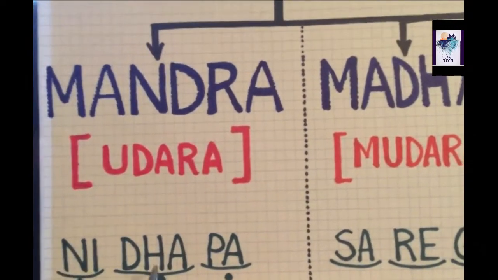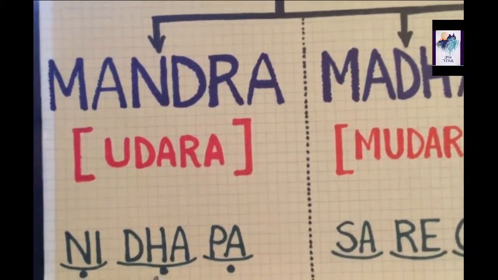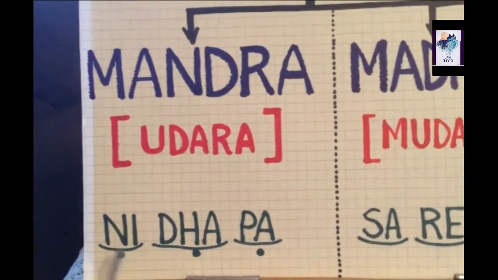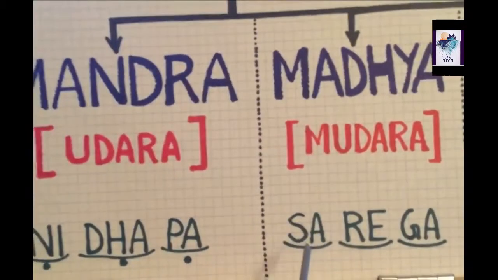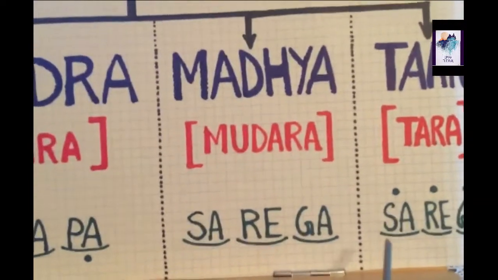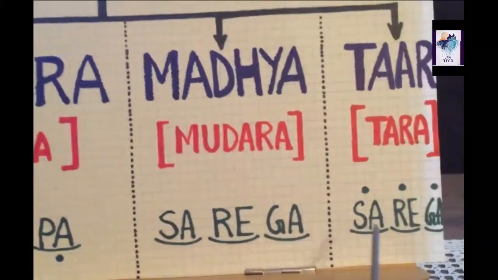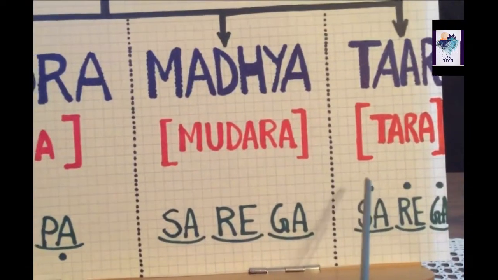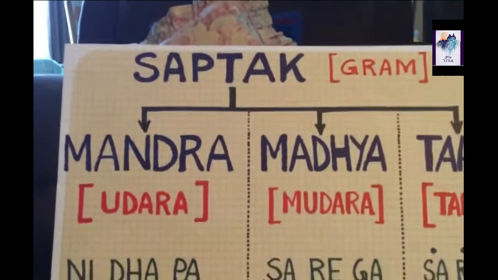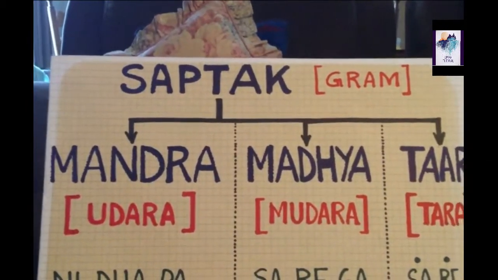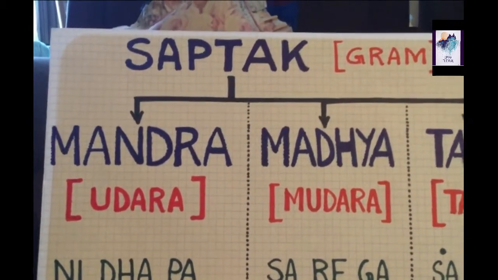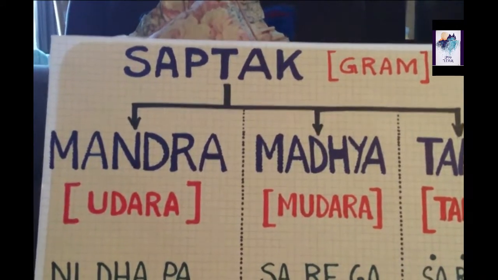Dha, this is Mandra Saptak dha. Pa, sa, ni, dha, pa is Mandra Saptak: ni, dha, pa. But sa, re, ga, no sign. This is Madhya sa, re, ga. And sa, re, ga with a dot above the note is Taar Saptak, Tara. A dot above the note indicates it's Taar Saptak. Without any sign indicates it's Madhya Saptak, and a dot under the note indicates this is Mandra Saptak.